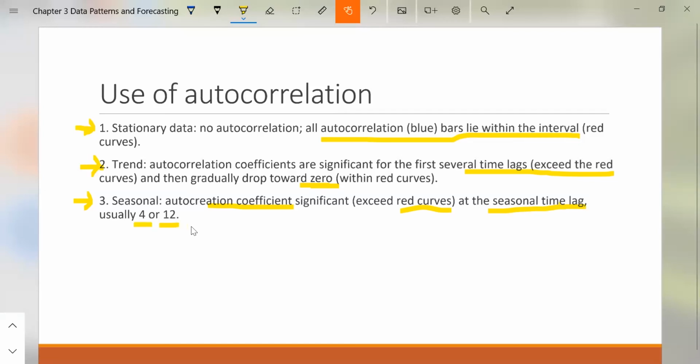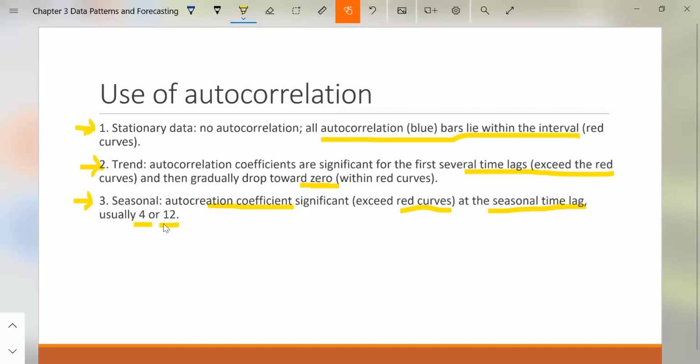And such a seasonal time lag is usually 4 or 12, because if you have quarterly data, then the data repeats itself every 4 periods, and you would observe that the current period value is highly correlated with the value 4 periods ago. That is, my first quarter data will be correlated with the first quarter data in the previous years.